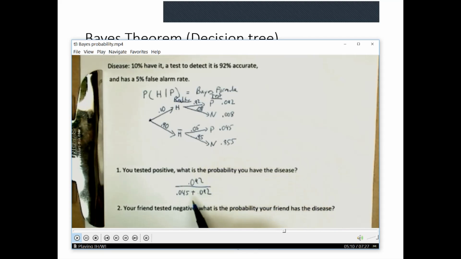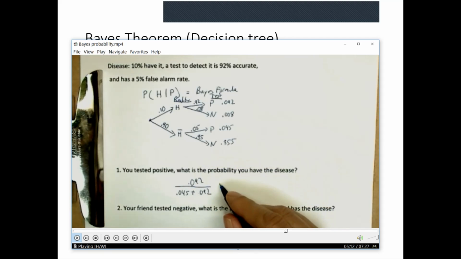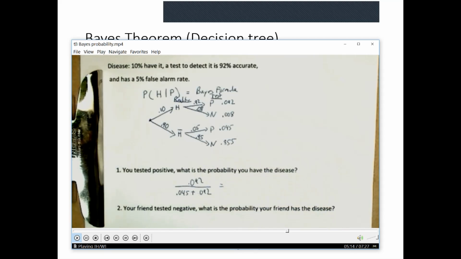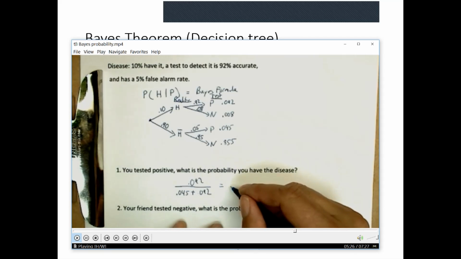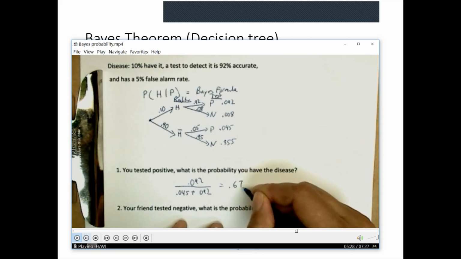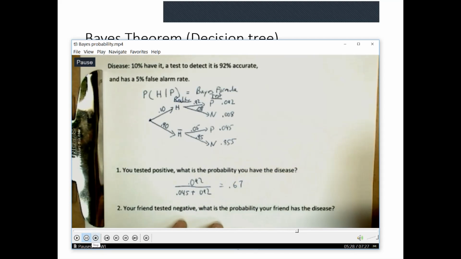And our answer is 0.092 divided by 0.045 plus 0.092. Let's see what that gives us. Assuming I can type properly today, I get a probability of 67%, or 0.67 rounded off. So what has happened? According to the before, your test, you were 10% likely to have it.